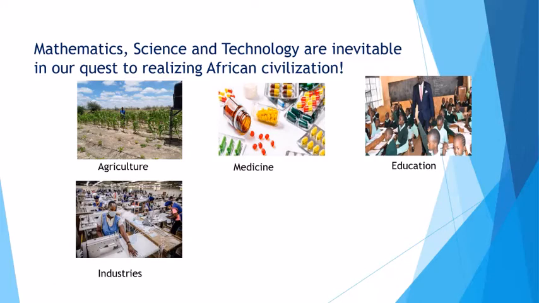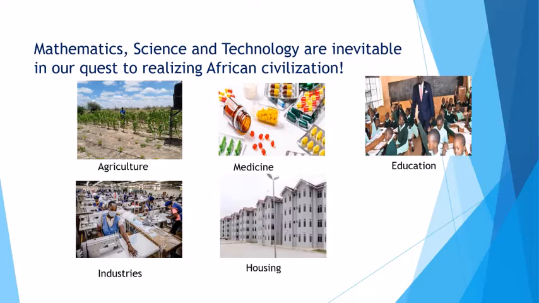Number 4 is industries. Currently, we are faced with a very huge percentage of unemployment, but our governments have not realized that manufacturing, processing, and all those industries are the key to solving the unemployment problem. Therefore we need to use mathematics, science, and technology to revolutionize our industries and factories so that we can create more jobs for our people.